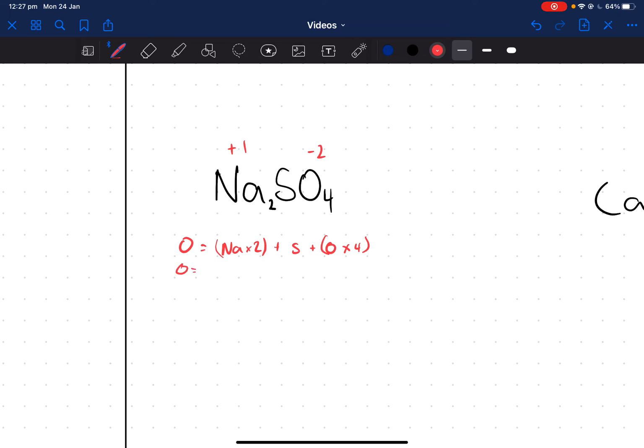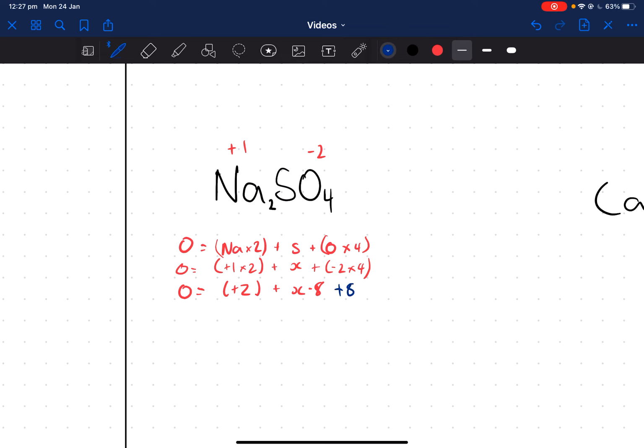And let's copy it down correctly this time. So positive 1 times 2 plus x plus negative 2 times 4. So 0 gives us positive 2 plus x minus 8 this time. I don't know why I've got the brackets on the 2, but we're going to leave it, so that's fine. All right, so let's start.